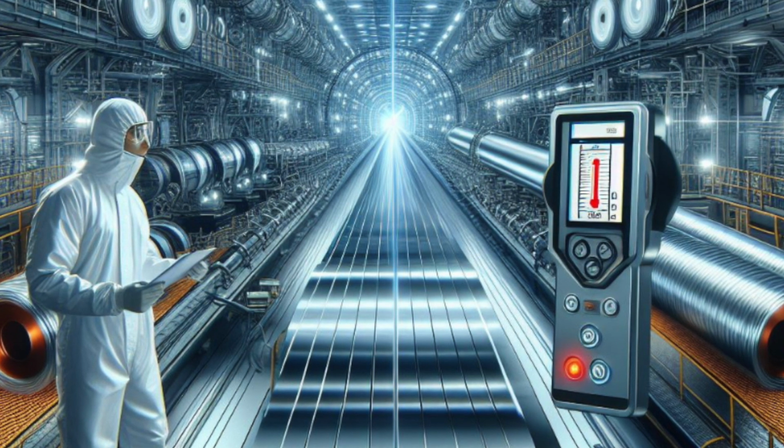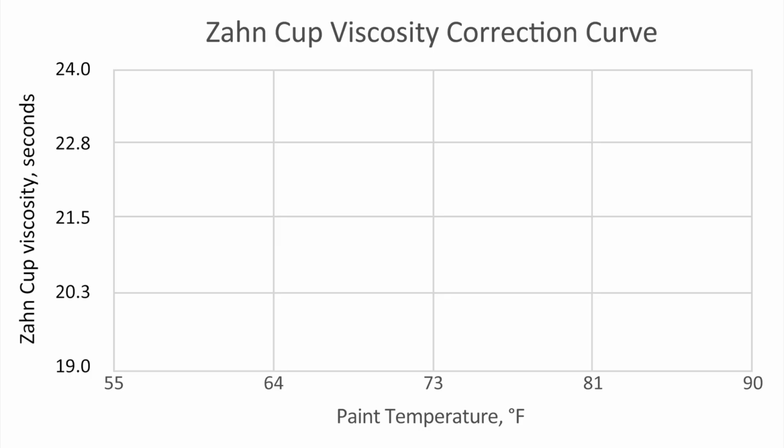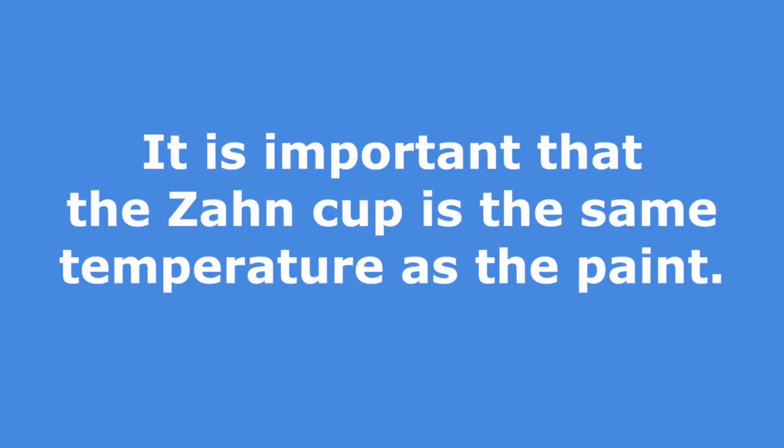A temperature correction curve may be constructed for each liquid by plotting viscosity, seconds, against temperature over the expected temperature range. With this curve, a viscosity determined at one measured temperature may be converted quickly to a viscosity at another temperature. It is important that the Zahn Cup is at the same temperature as the paint.